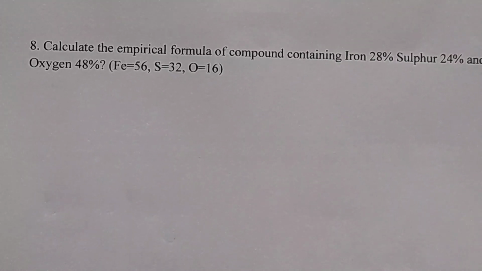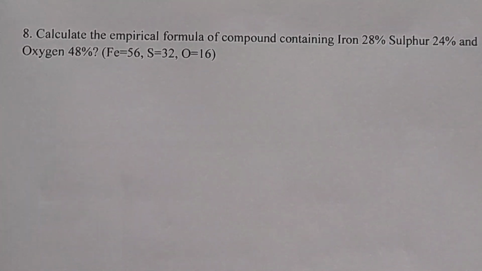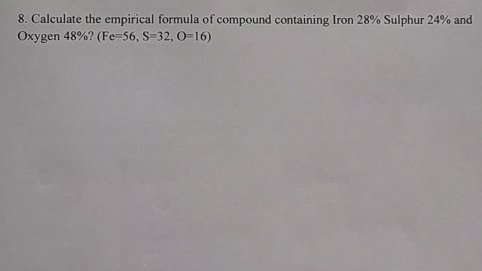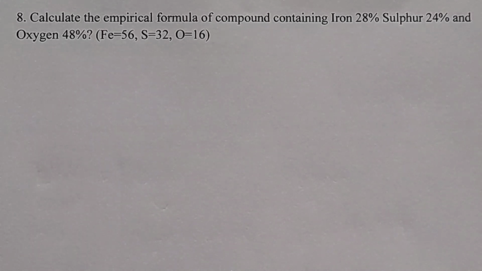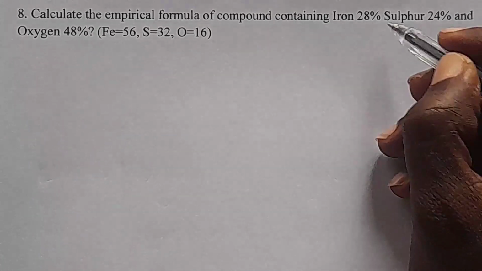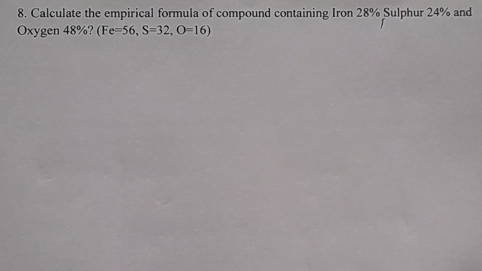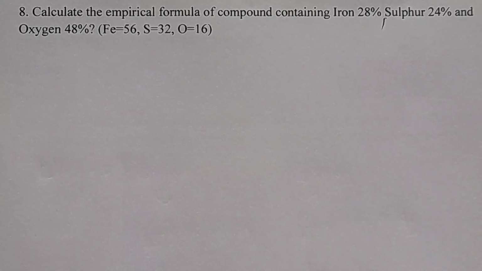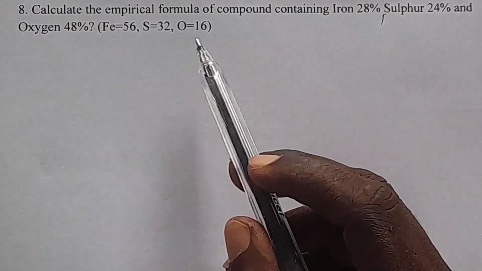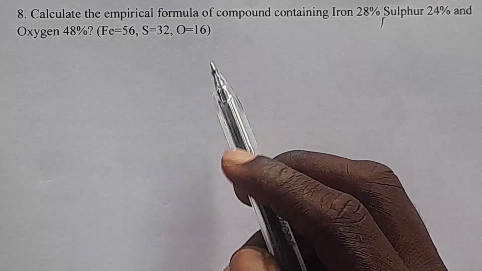So next, we have question number 8. Calculate the empirical formula of a compound containing iron 28%, sulfur 24%, and oxygen 48%. And in bracket, we have Fe, which is 56, S, which is sulfur, 32, and oxygen, which is now 16.